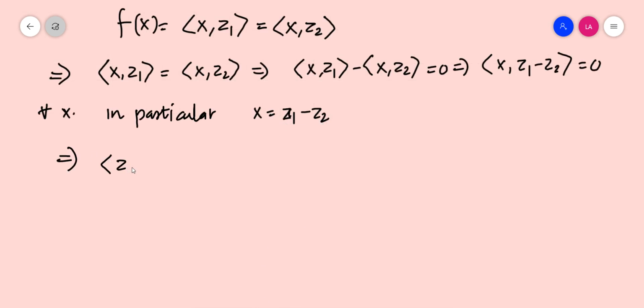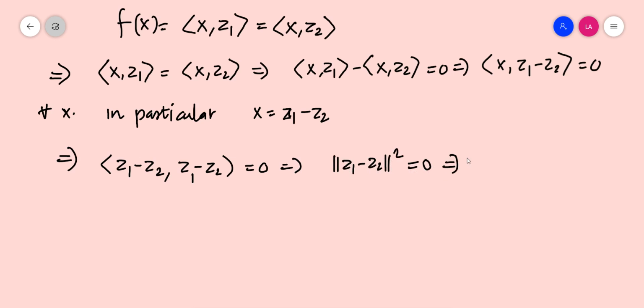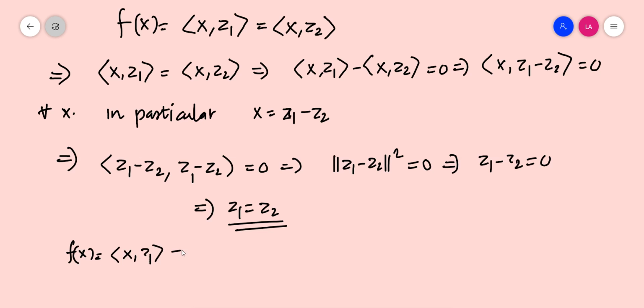Which implies inner product of z1 minus z2 comma z1 minus z2 is equal to 0, which implies norm of z1 minus z2 the whole square is equal to 0, which implies z1 minus z2 is equal to 0, which implies z1 is equal to z2. So we have proved that if f of x is equal to inner product x z1 is equal to inner product x z2, then z1 is equal to z2.